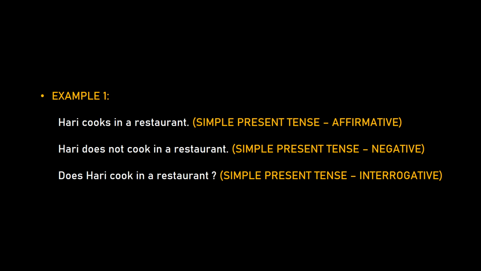Even these sentences are simple present. Hari cooks in a restaurant. It is also a simple present in affirmative. Hari does not cook in a restaurant. This is also simple present tense in negative. Does Hari cook in a restaurant? Question mark. This is also a simple present tense but in interrogative. So like this, all the examples can be written in these 3 ways.